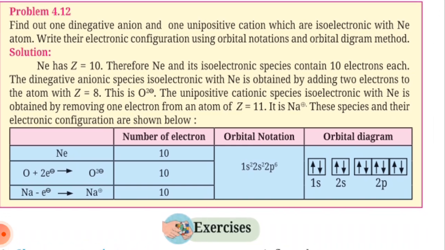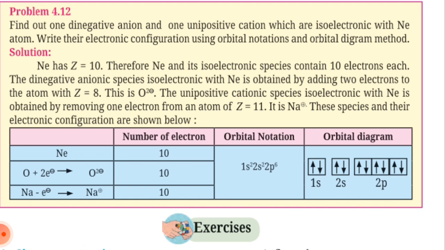Problem 4.12. Find one dinegative anion and one unipositive cation which are isoelectronic with the neon atom. Write their electronic configuration using orbital notation and orbital diagram methods. Solution.